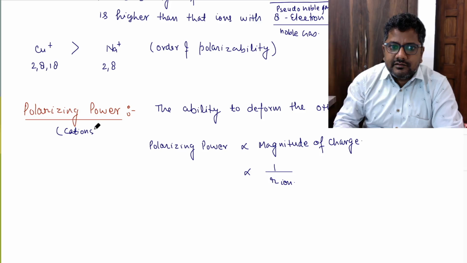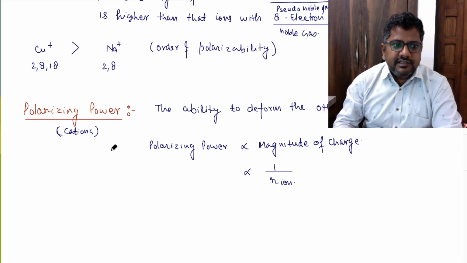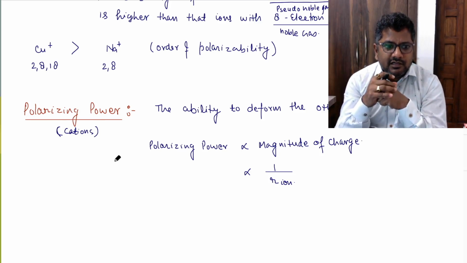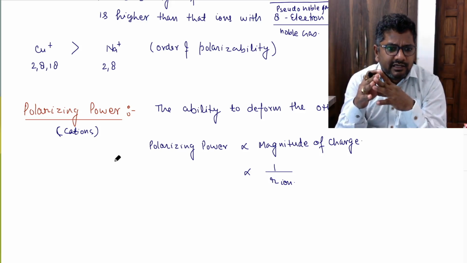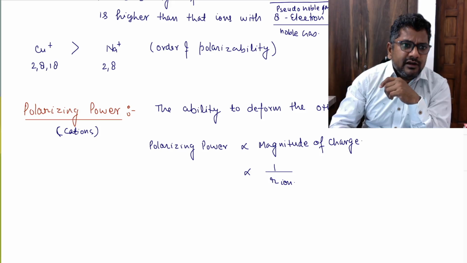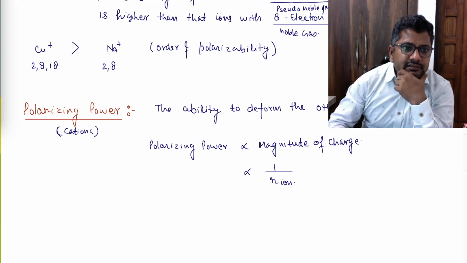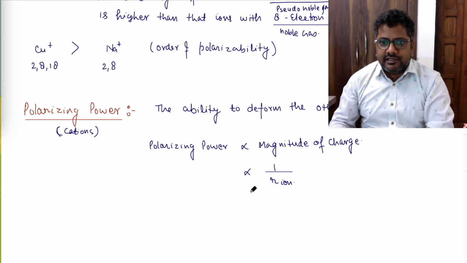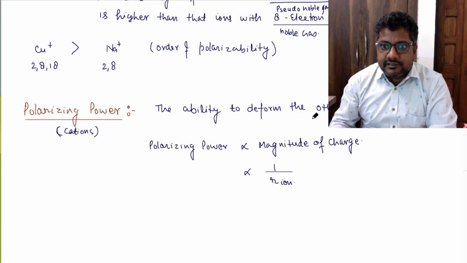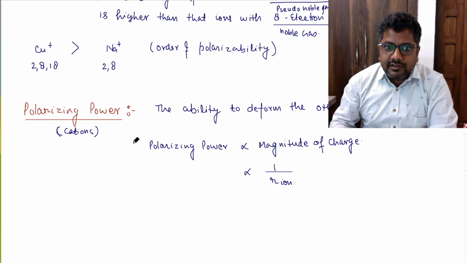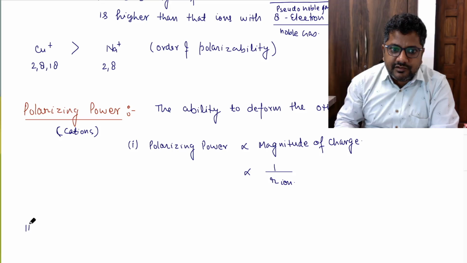And see, polarizing power basically we observe for cations, right? I mean, it is not much useful for anions. So polarizing power is mainly observed for cations, right? So polarizing power: this is the first feature, and the second feature is electronic configuration.